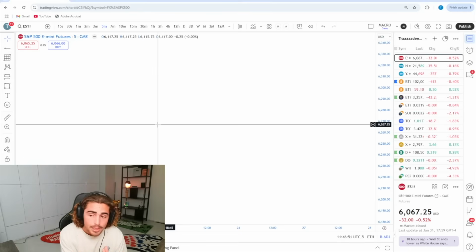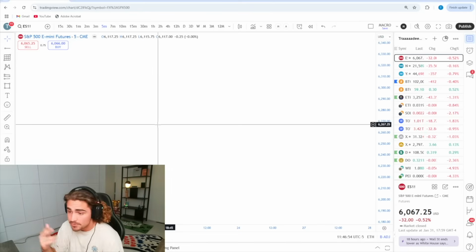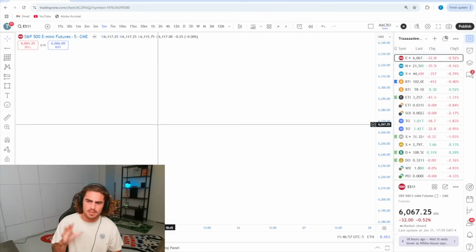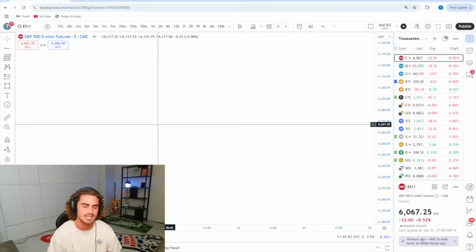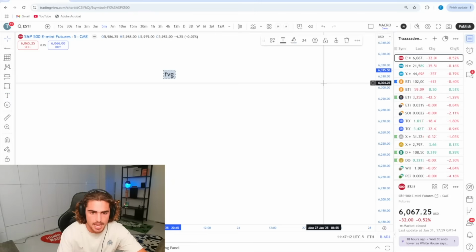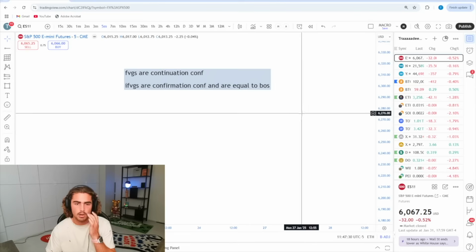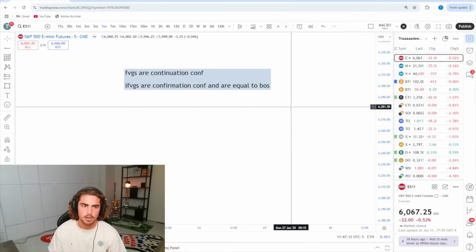Okay, now let's talk about inverse fair value gaps. Inverse fair value gaps are different from fair value gaps because we're not really looking for these to get filled, and they give us a different perspective on where price is going to go and what price is going to do. So what I like to say is fair value gaps are continuation confluences. Inverse fair value gaps are confirmation confluences and are equal to break of structure. Okay, so inverse fair value gaps in my eyes are equal to break of structure.